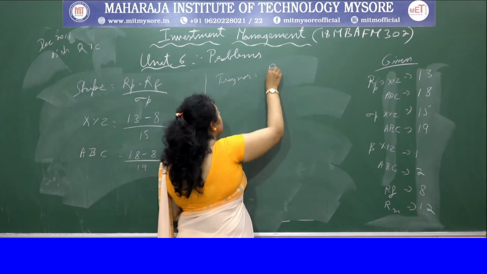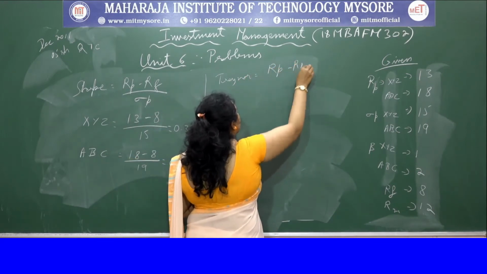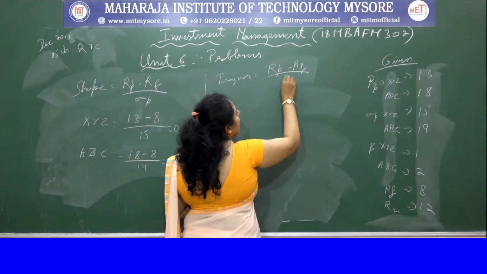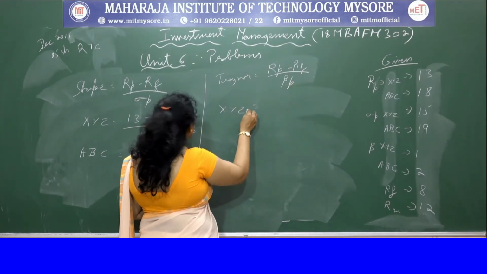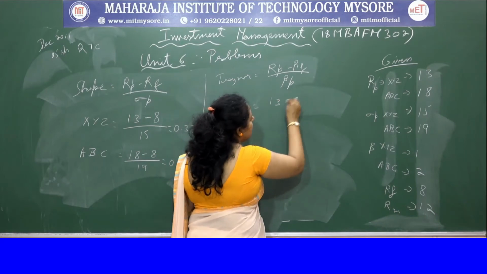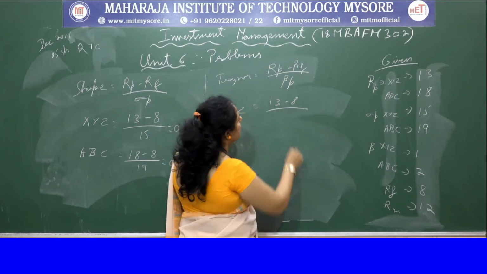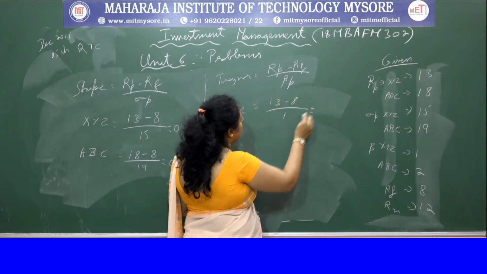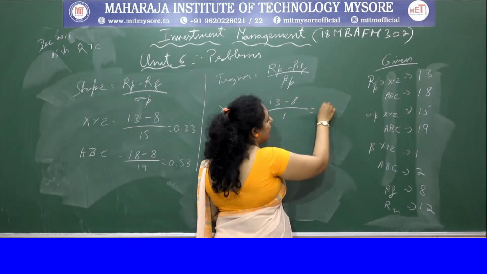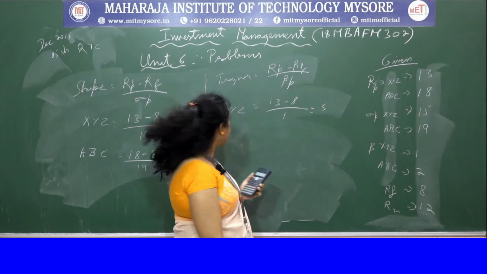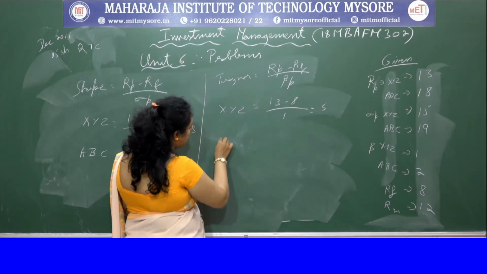So Treynor's measure is RP minus RF divided by beta P. First is XYZ fund: 13 minus 8, the beta of XYZ is 1. So the answer is 13 minus 8, that is 5, divided by 1 is 5. Okay. The next is ABC.